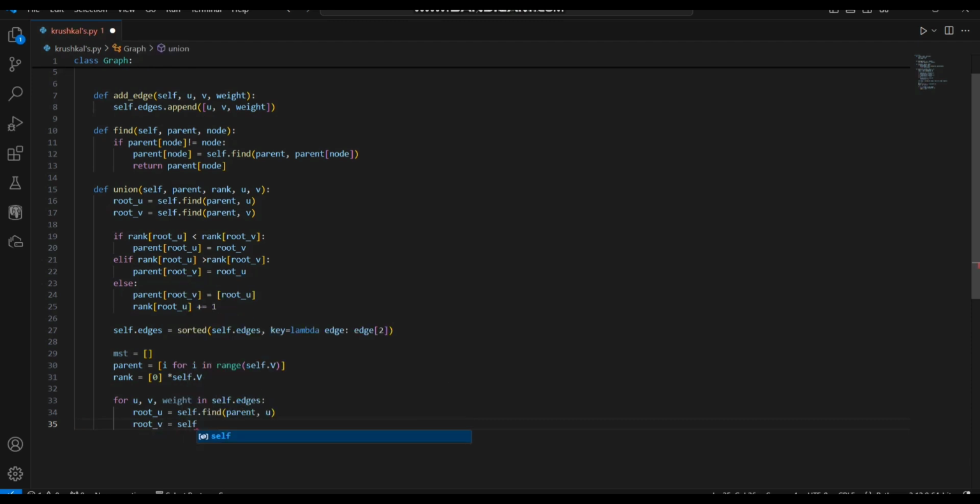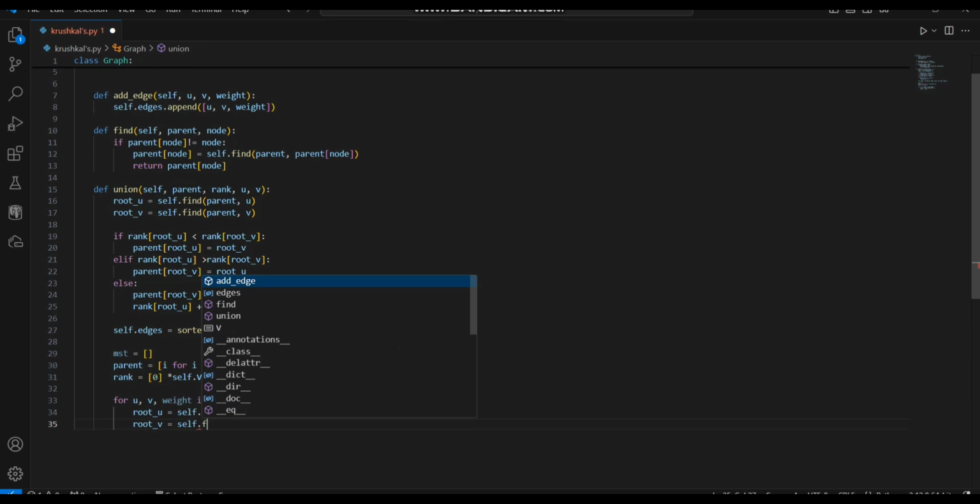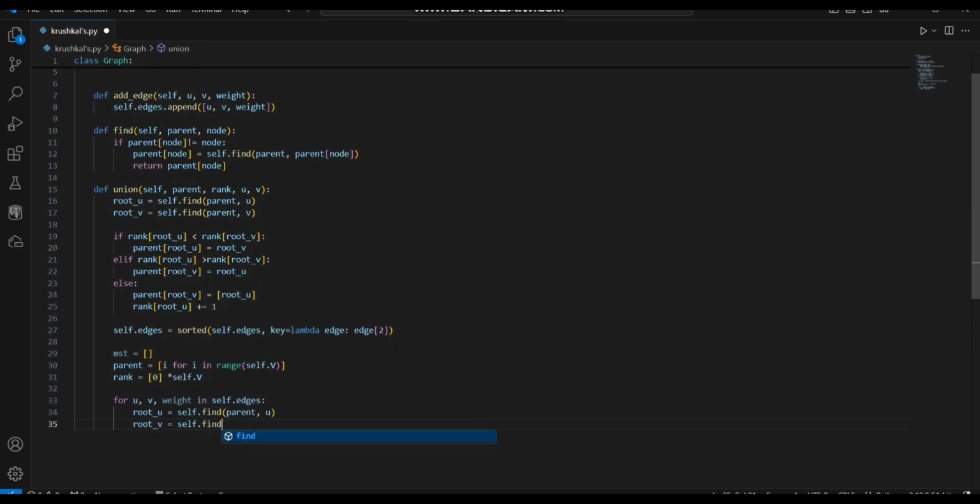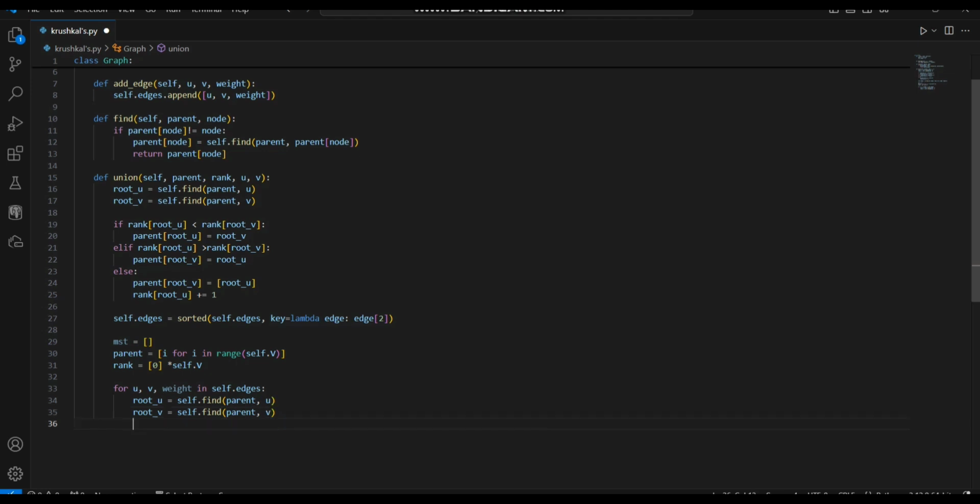MST stores the edges including the minimum spanning tree. The parent tracks the parent of each vertex for find and union operations. The rank tracks the rank of each tree, meaning the height of each tree. Next one is initialization. Each vertex is its own parent initially. The parent of i is equals to i. The ranks are all set to 0.